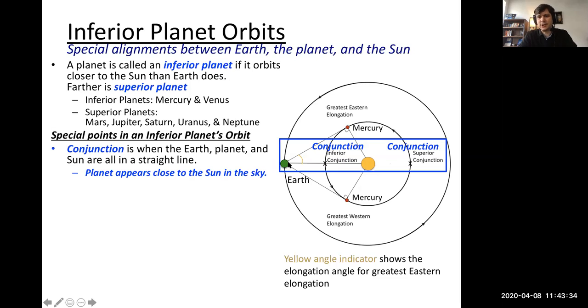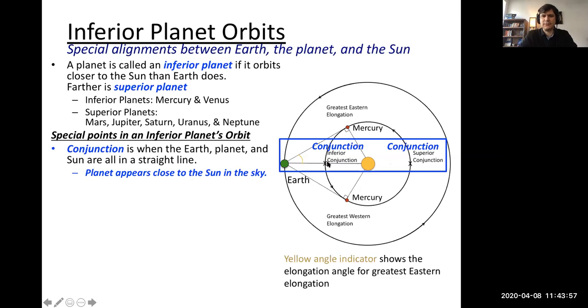Well, imagine you're sitting here on Earth, you're looking out into outer space to observe this planet in the sky. Where would it look like it appears? Well, it would look like it's right next to the sun in the sky. It's along that same line of sight, so it'd be near to the sun. It would look like it's joined with the sun, like they're hanging out together. So we call that a conjunction.